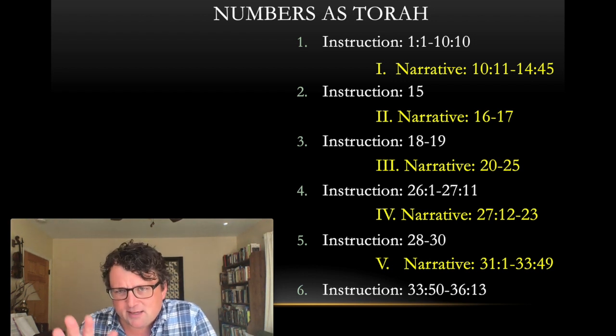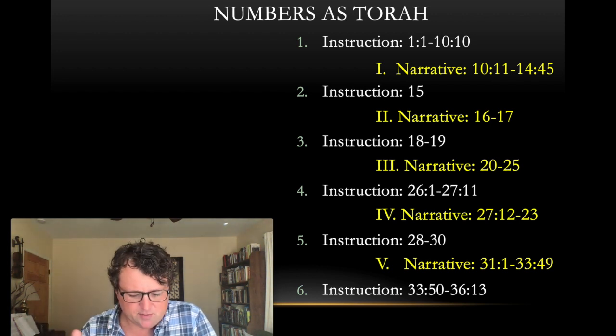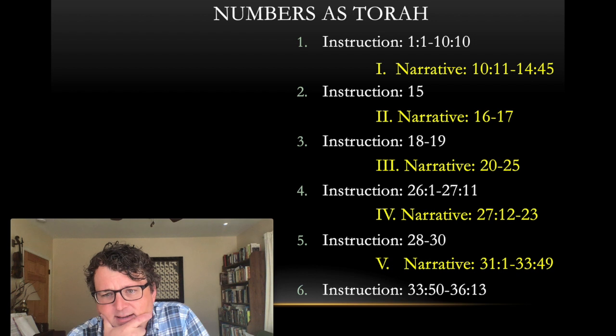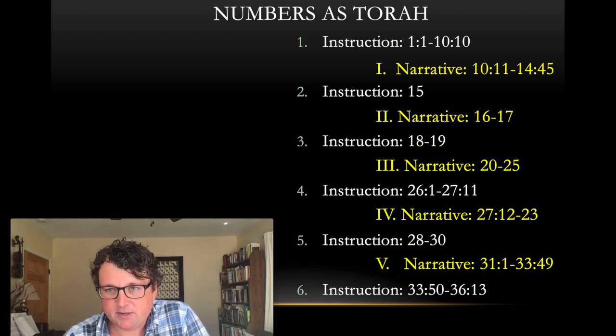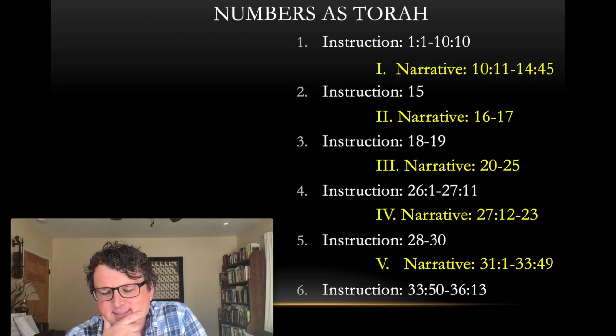So what we can say here is that the book begins and ends with instruction that bounds these narratives. So to me, when I look at this, I say, okay, so we're going back and forth. We're ping-ponging back and forth between narrative and instruction. And why in the world would we have this, right?